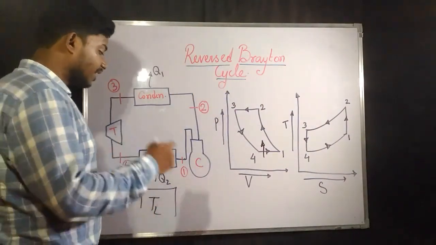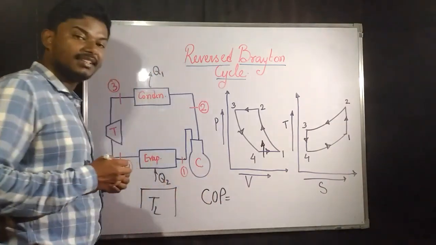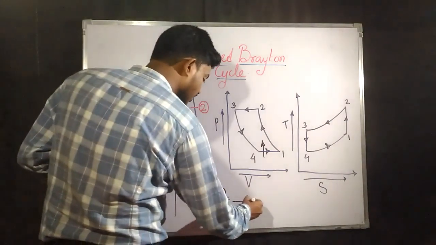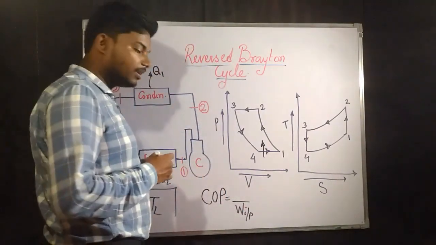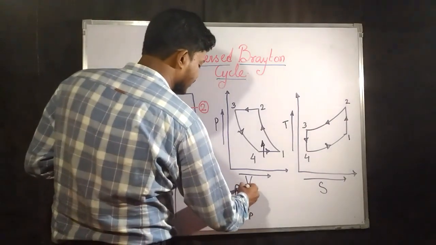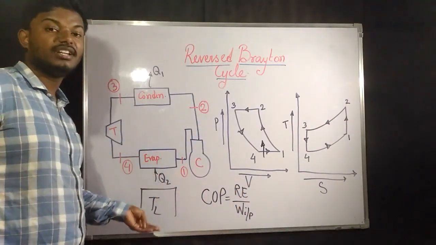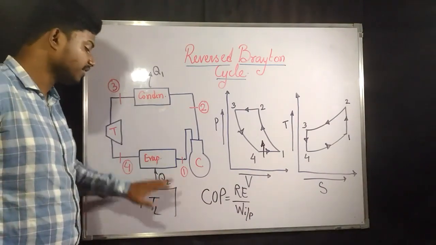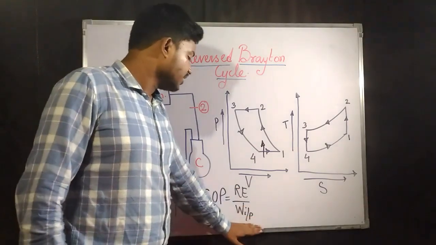Now if you want to find out the COP, it would be the same again. Whatever work input you give comes in the denominator, and the refrigeration effect, that is the amount of heat Q2 that has been taken away from the space, goes in the numerator. So this will be the COP.